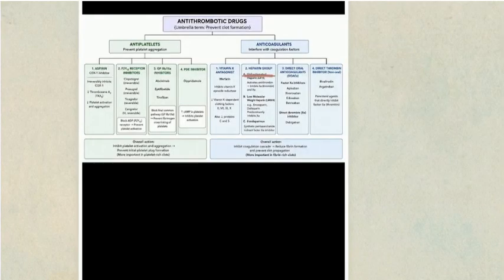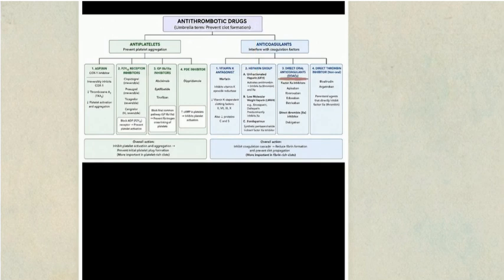Column 2 covers the heparin group. These agents rely on activating the body's natural antithrombin to neutralize clotting factors. Unfractionated heparin provides broad inhibition of both thrombin and factor Xa. In contrast, low molecular weight heparin is engineered for more specific targeting of factor Xa.